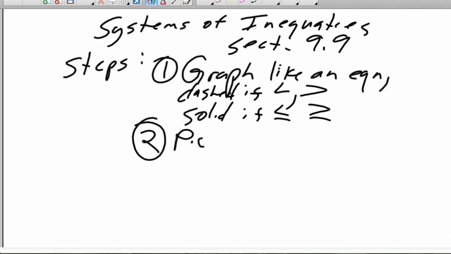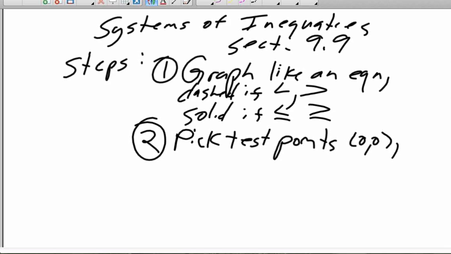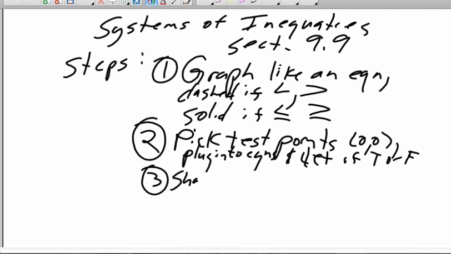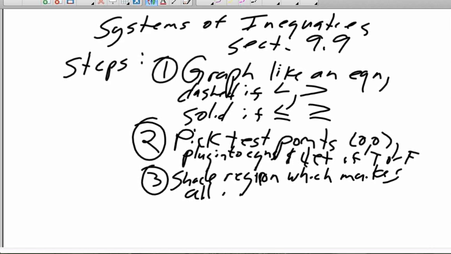Then you're going to pick test points. And I usually pick 0, 0 if it's not on my equation. Plug into equations and determine if it's true or false for the inequality, and then shade the region which makes all of your inequalities true.